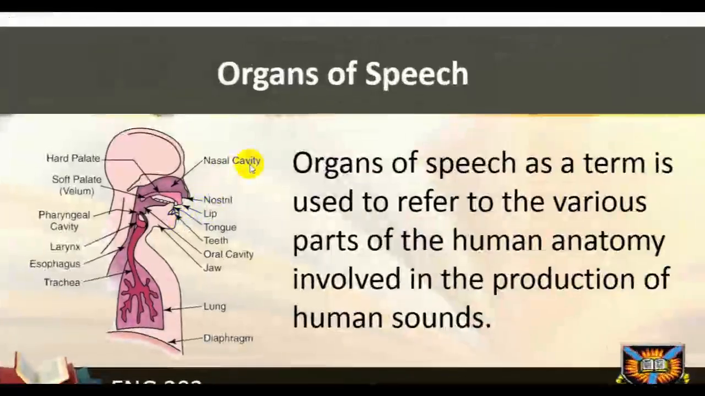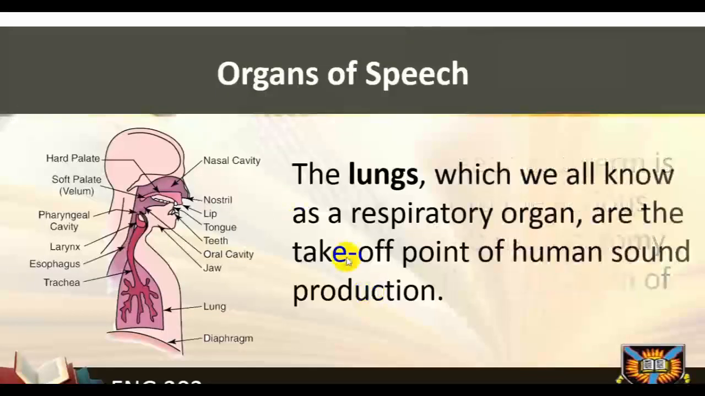Organs of speech. Organs of speech as a term is used to refer to the various parts of human anatomy involved in the production of human sounds. Please note that there is no part of the human body that is specifically designed for speech. The organs involved in speech production have other primary functions, and speech is only imposed on them.